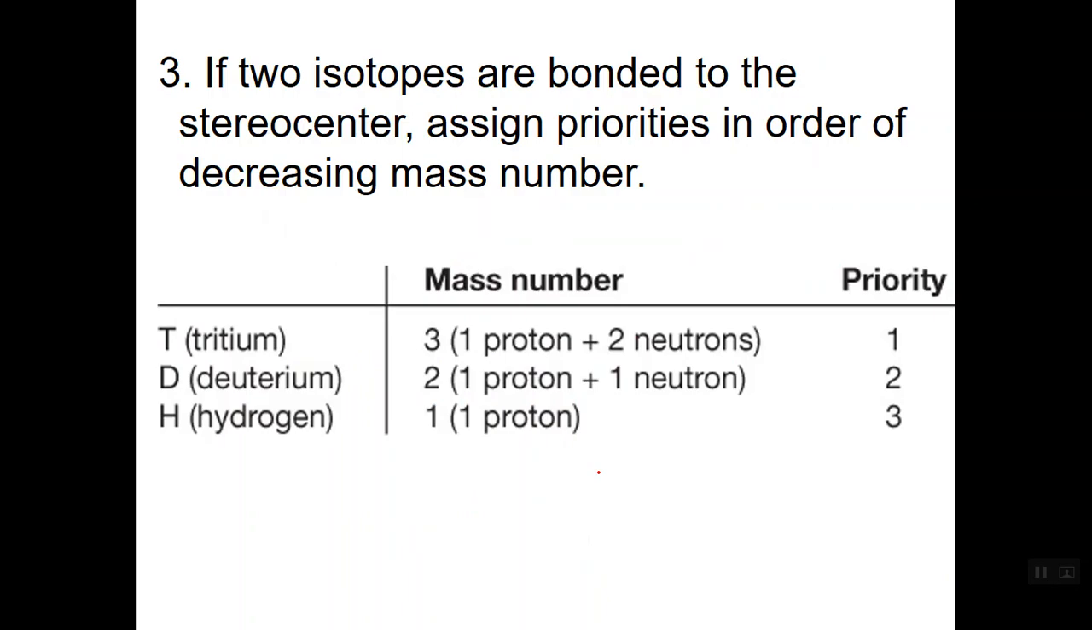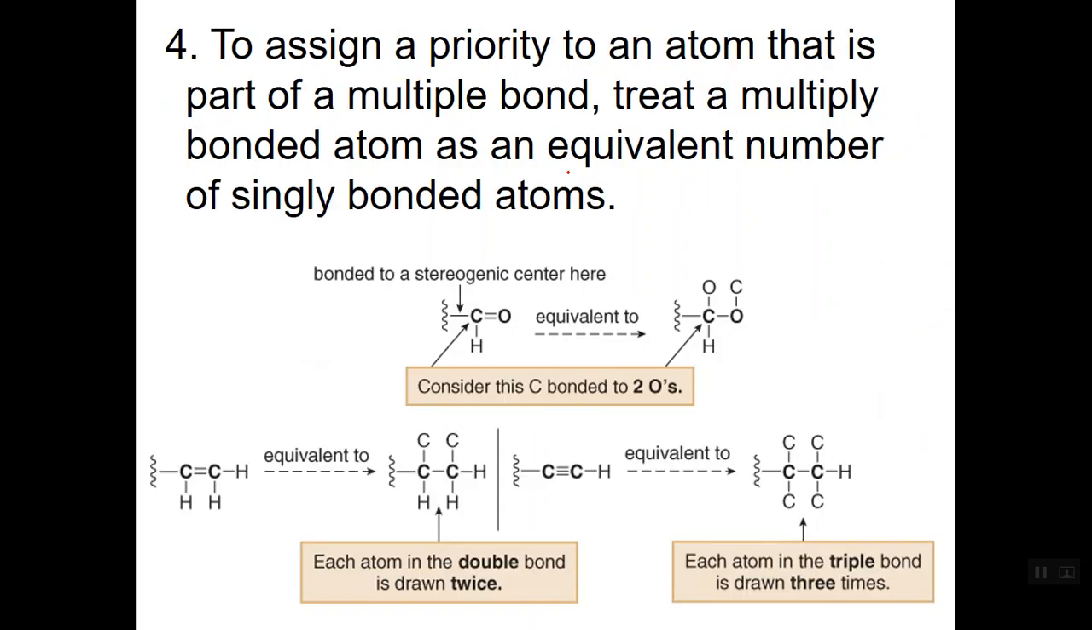There are some other rules here that are similar. This rule is similar: tritium has a higher mass number than deuterium, which has a higher mass number than hydrogen. And so the priority is 1, 2, and 3, as you can see there. Priority goes to the higher mass number, which I think is probably intuitive. One of the things that we run into a lot more often than the isotope question is what to do about multiple bonds. And this is the weirdest one.